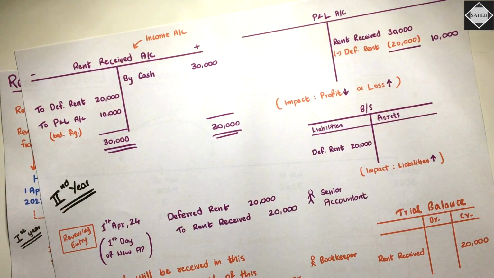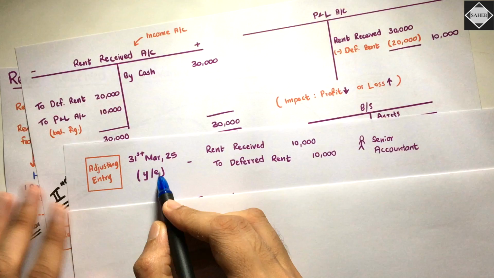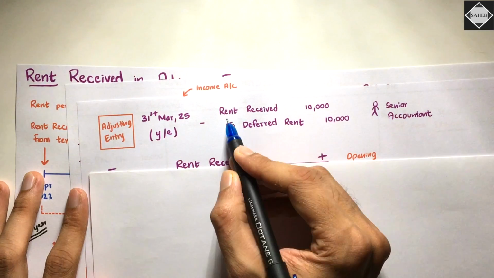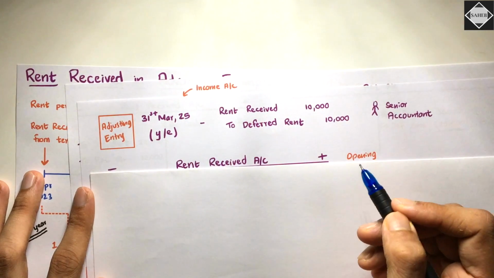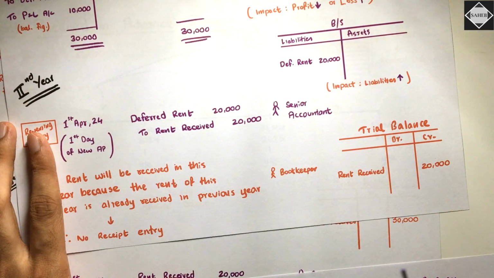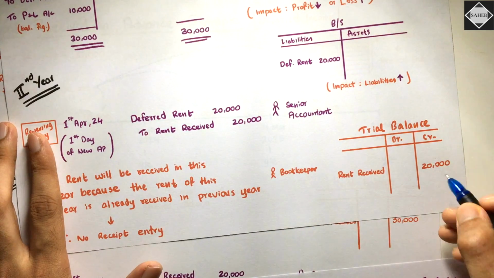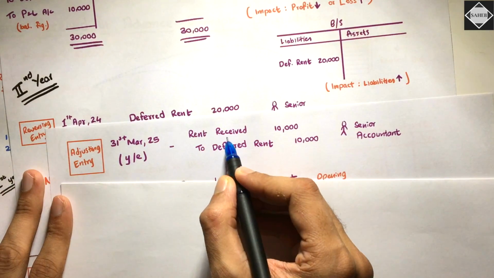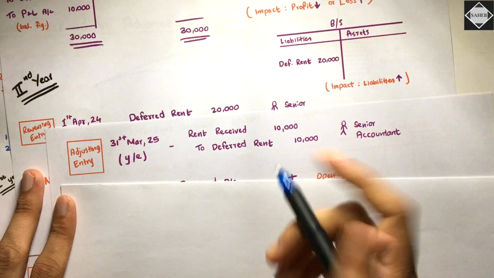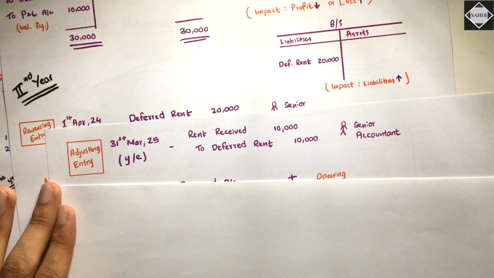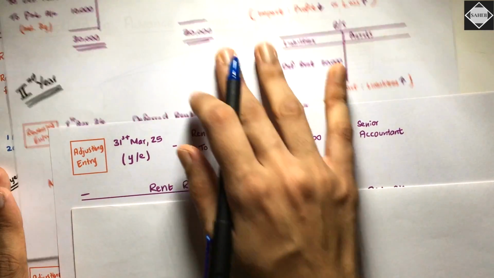So what will he do? He will pass the adjusting entry. Let me just show you. The adjusting entry would be this, 31st March 2025, at the year end: rent received 10,000 to deferred rent 10,000. How did he pass this entry? See, it's really simple. Out of this rent received 20,000, 10,000 relates to the current accounting period, which is income, but the remaining 10,000 is deferred income. So he has to reduce that much, the remaining 10,000. So he debited rent received and reduced it by 10,000, and that 10,000 he recorded as deferred rent. Is that clear? Simple and straightforward. This is the adjusting entry. And then the financial statements of the second year will be prepared.